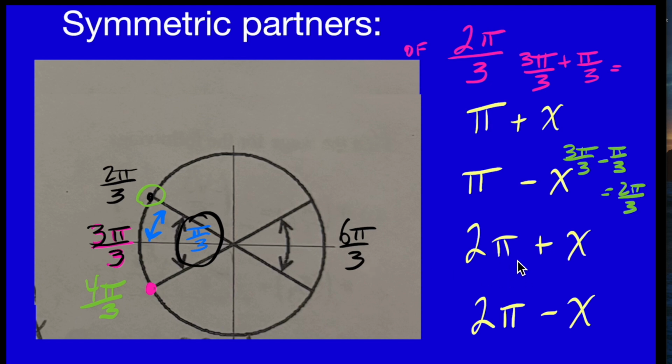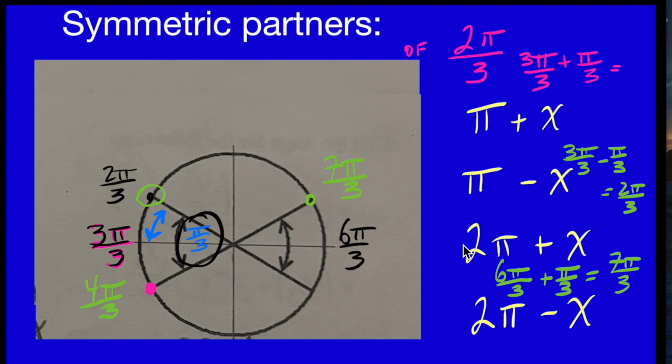Here, we're going to do 2 pi plus x. We're in the world of threes. Therefore, instead of 2 pi, we're going to do 6 pi over 3. We're going to add pi over 3 to that. Recall, that is our x, and we're going to get 7 pi over 3. 7 pi over 3 is going to be right here on our diagram.